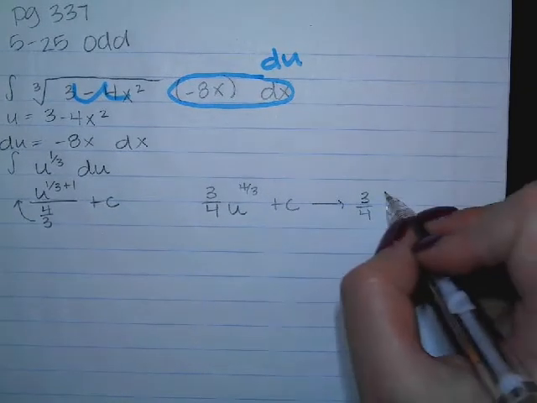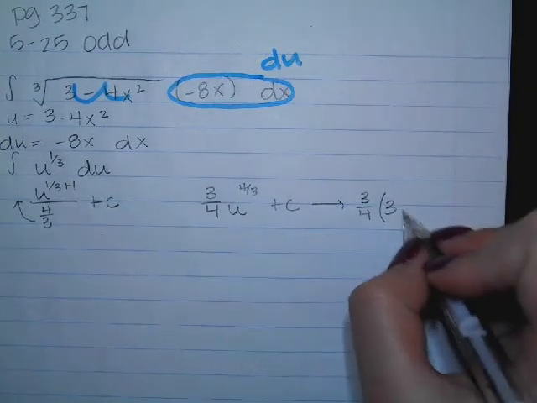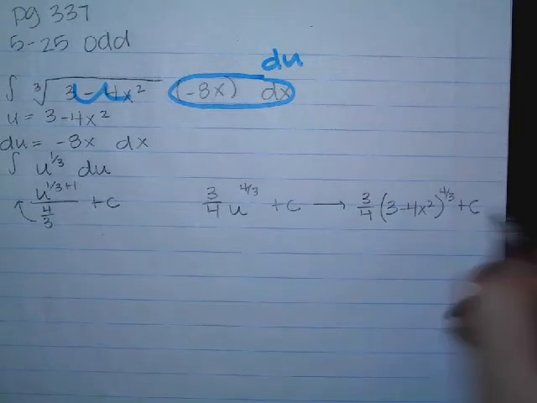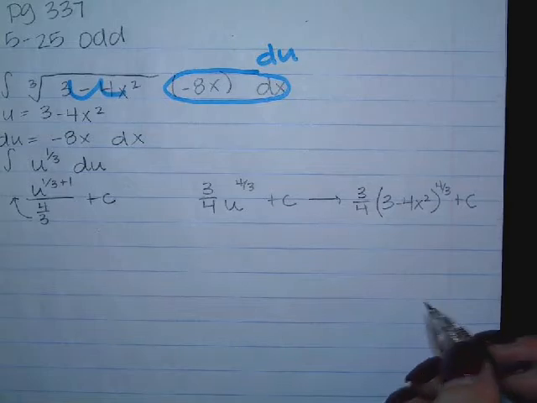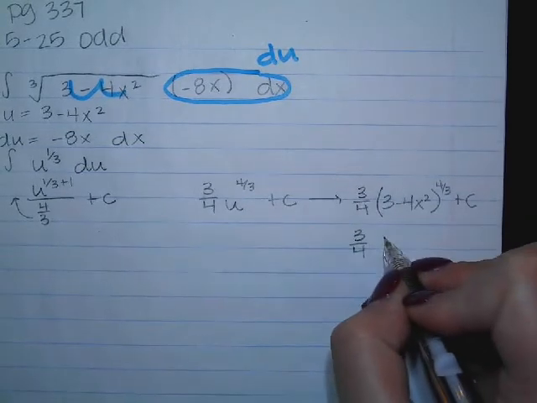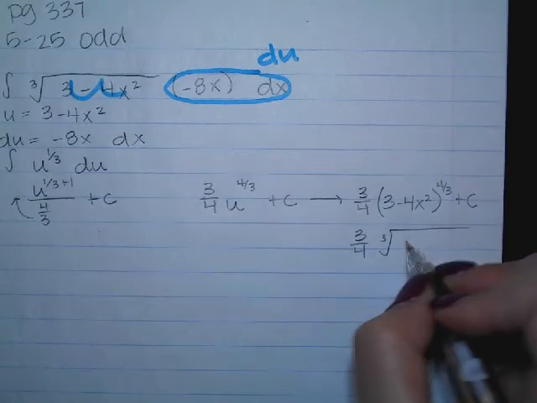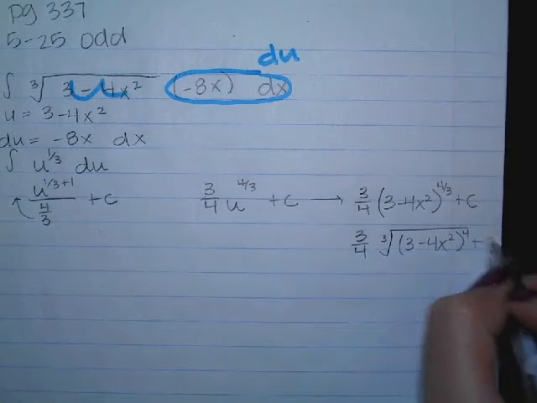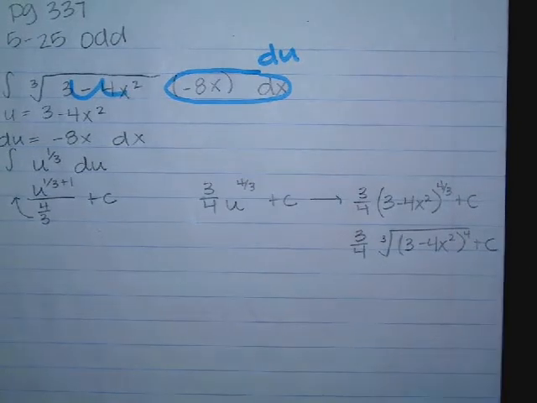All right, then what do I write next? 3/4, 3 minus 4 squared to the 4/3. Okay, what's another way I could write it? With a radical and cube. But we're not going to say that anymore. We're in a college level class. We're going to be college level.